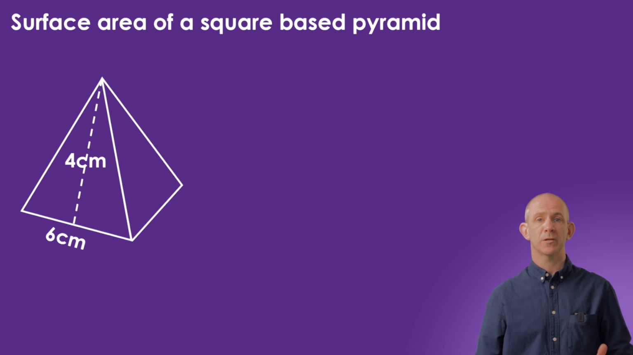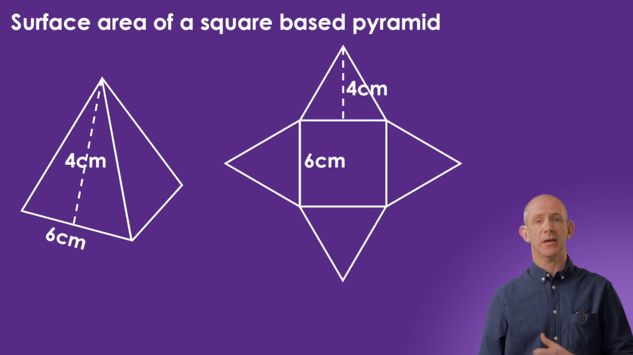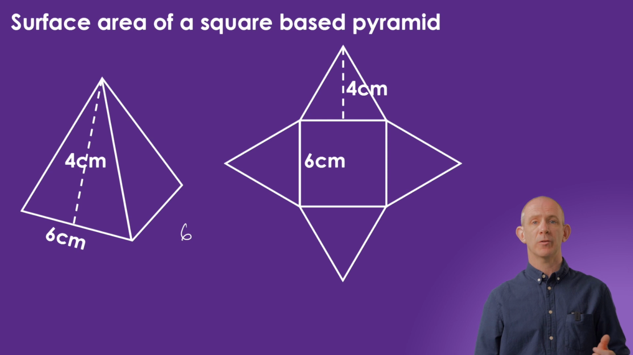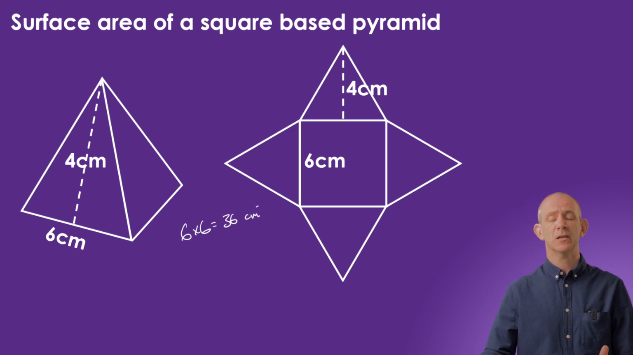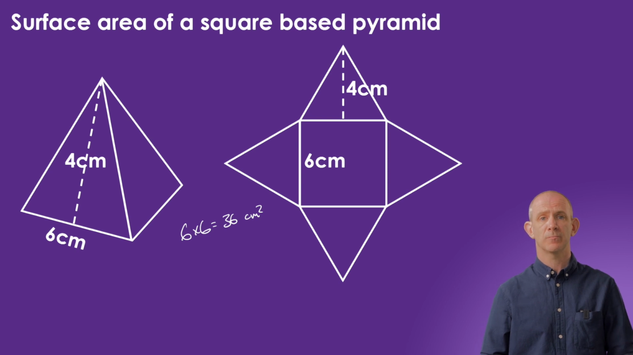Now we've got a square base pyramid, and if we open it up, we get this net. To calculate the area of the base, we should recognise it as a square and multiply 6 times 6 to give us 36 centimeters squared.